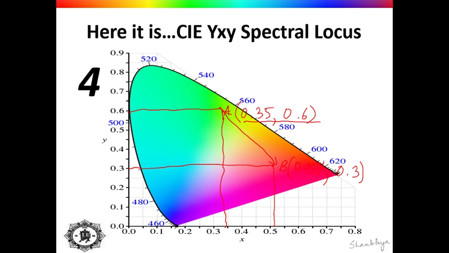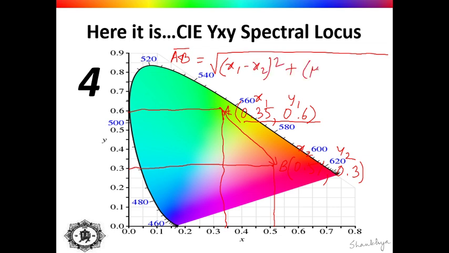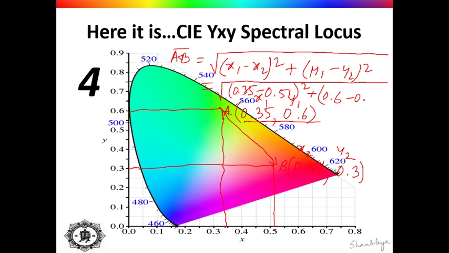You find out what is known as the Euclidean distance. That means in this case, if this is x1, this is y1, this is x2, this is y2, then the distance AB will be equal to root over of x1 minus x2 whole square plus y1 minus y2 whole square, where y1 is 0.6 minus 0.3 whole square. So you will get a value. That distance, that value will be the distance between the two points A and B, right?